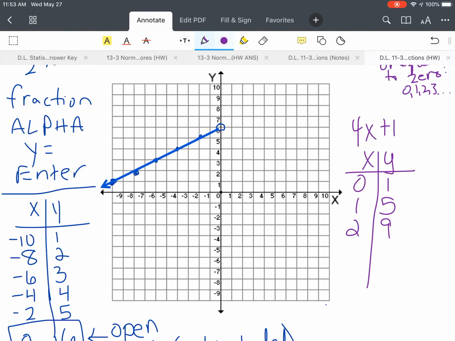So let's graph this. This shouldn't be too bad. 0, 1. Okay, and I'm going to do a closed circle at 0 because I'm including 0. The one that I graphed in blue doesn't include 0, so it's an open circle. Open circle means not included. Closed circles mean included. So I'm going to graph 1, 5. And I'm going to graph 2, 9.